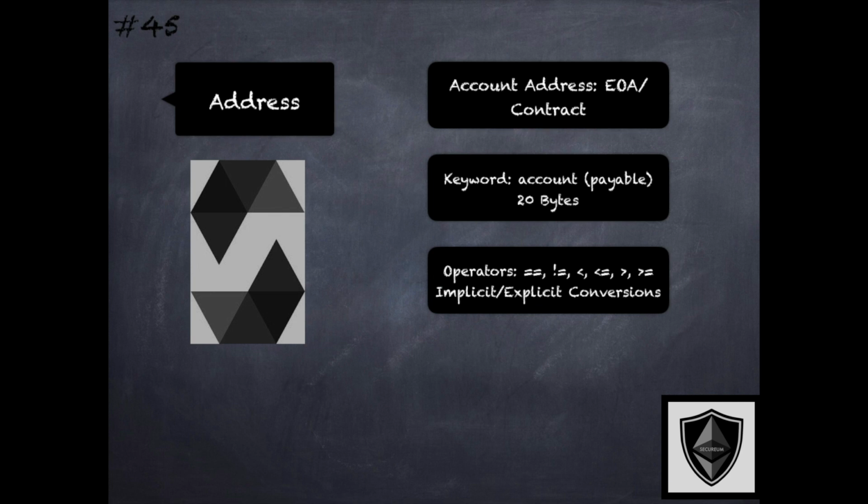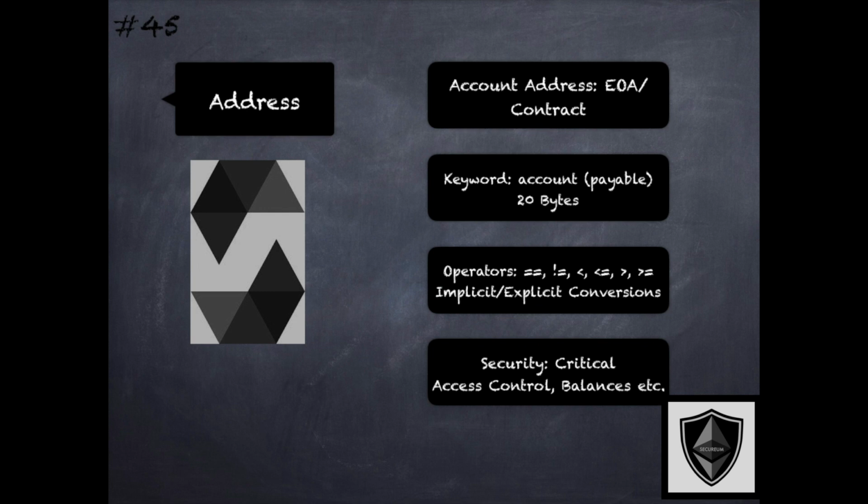There are conversions that can be performed on address types. Some of them are implicit, some of them are explicit. So converting address payable types to address types can be an implicit conversion because it is safe. Whereas the other way around, where an address type is converted to an address payable type, should be an explicit conversion because now this address becomes capable of receiving Ether.